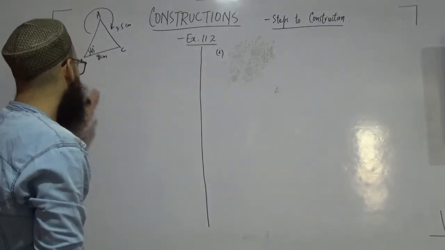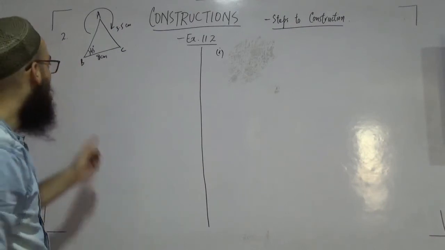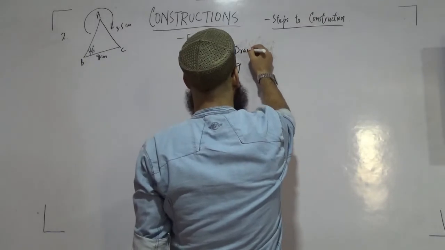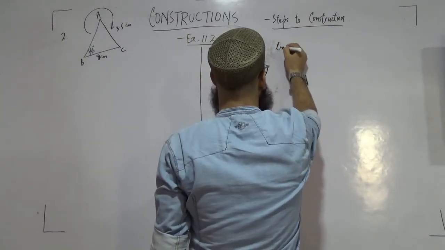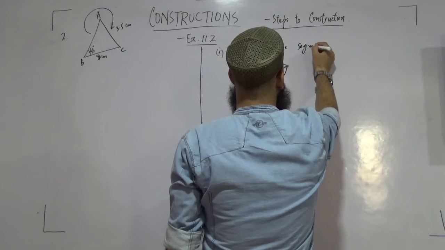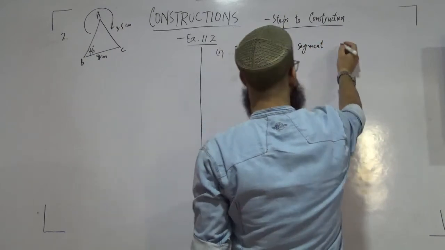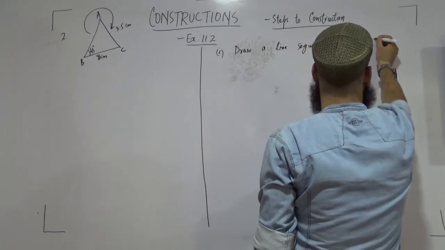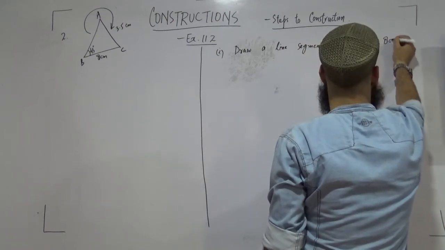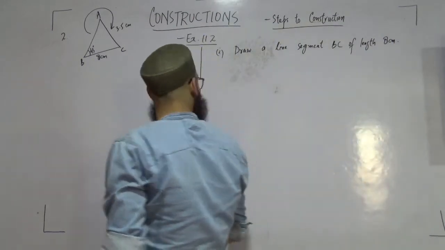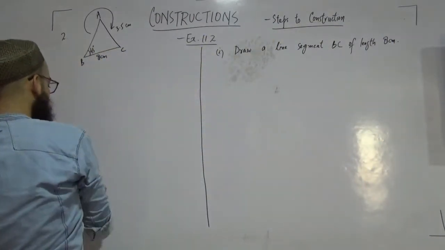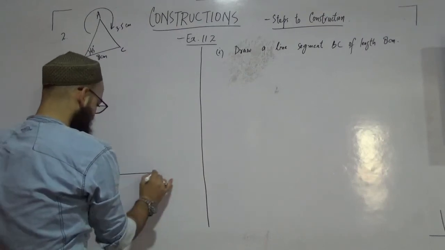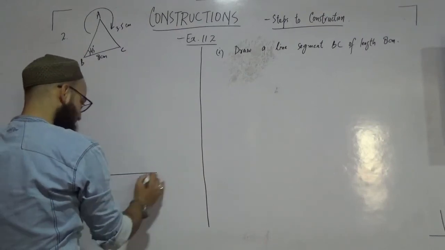Step number 1. What we'll do first, let us first draw a base BC. Draw a line segment BC of length 8 centimeter. Draw a line segment BC of length 8 centimeter. So like this, BC.